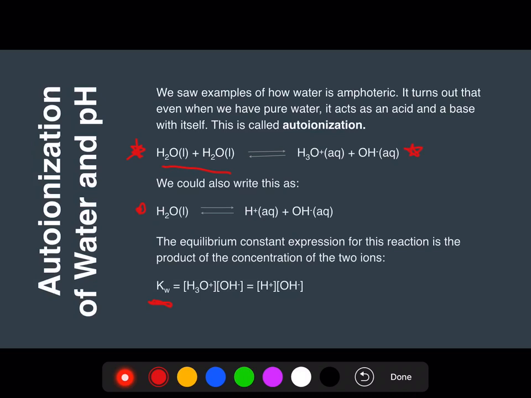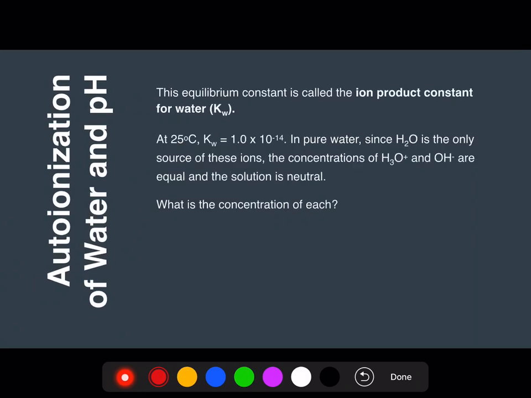Notice that because we have pure liquids, and the only things that we can have molarities of are on the product side, you don't have it over anything. It's all just the products multiplied by each other, so it's the hydronium concentration times the hydroxide concentration, and that is equal to Kw. That value is 1 times 10 to the negative 14th.